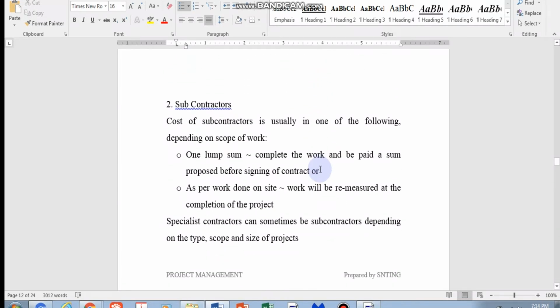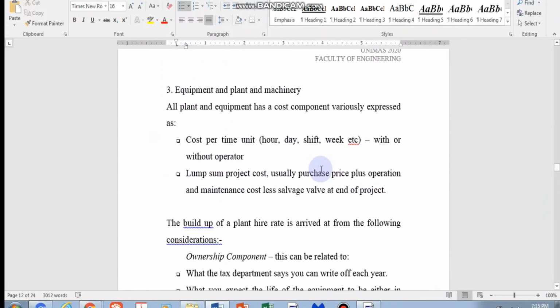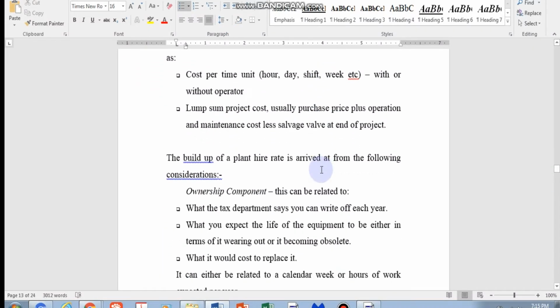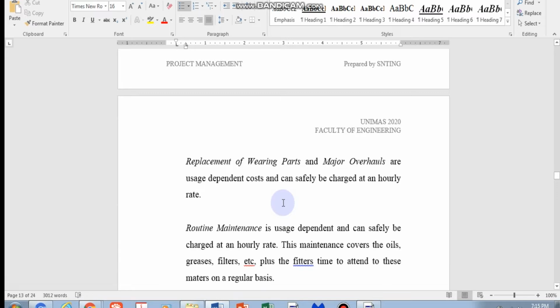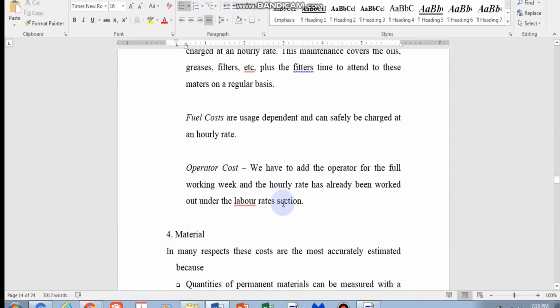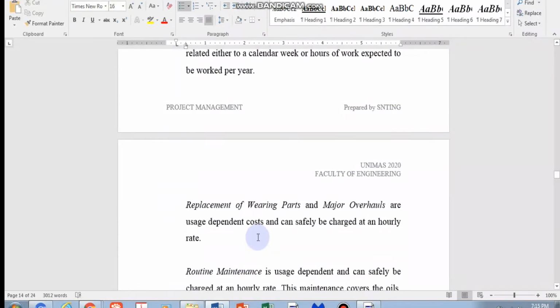Subcontractor can be done by lump sum. Normally it's a lump sum, and sometimes it's on work that is remeasured or done by on-site measurement. Equipment and plant is the same thing as labor. You talk about the ownership component, meaning how much it costs to own the particular machine, and then you also need to count in the cost of replacing, the downtime, the maintenance, this is annual, and then the replacement, the routine maintenance, the fuel cost, the operator cost. So your $1,000 per day or $500 per day must have all these things inclusive.